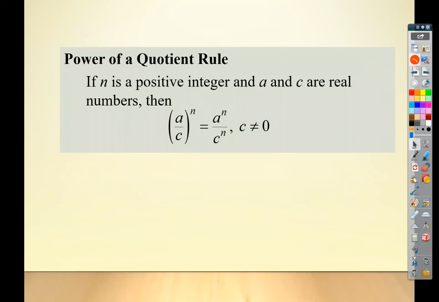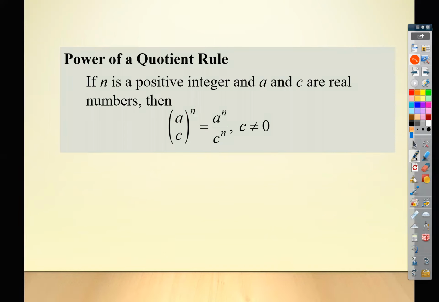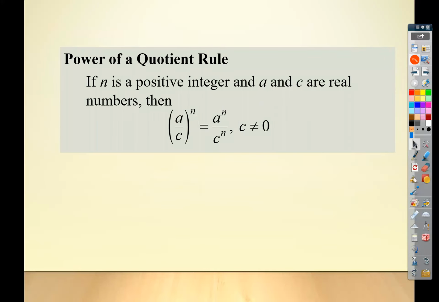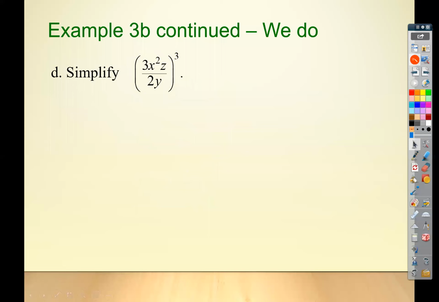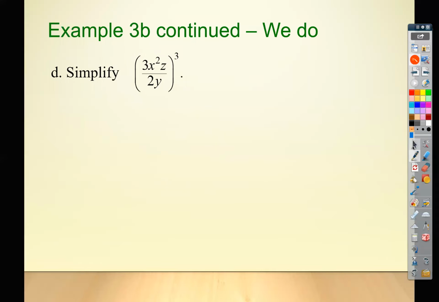Okay, power of a quotient rule. Again, when you have an exponent outside of a fraction or anything that has multiple terms inside, you distribute that exponent to everything inside the parentheses. So 3b, we have to simplify this. So I'm going to distribute that cube to everything inside.